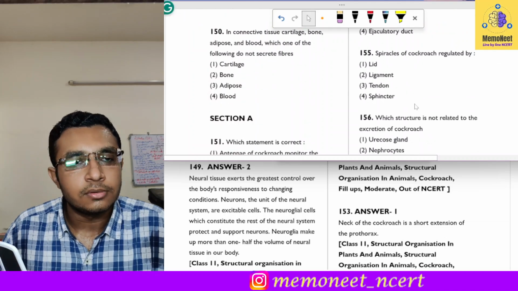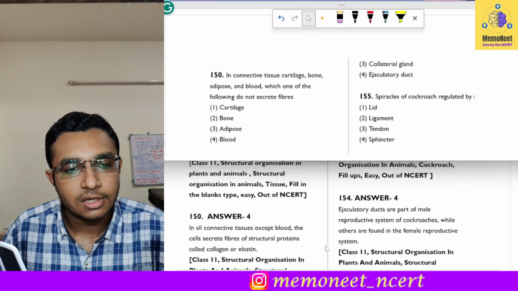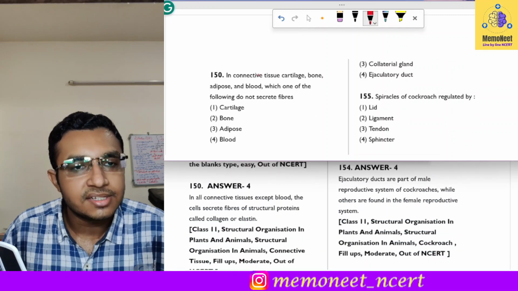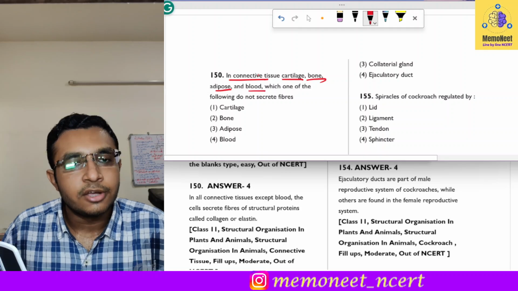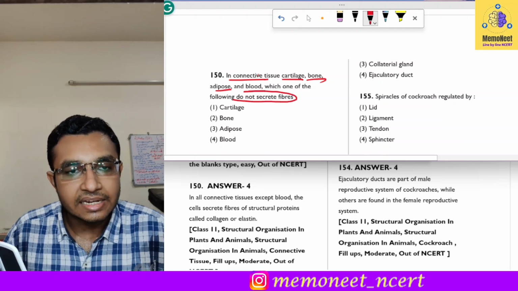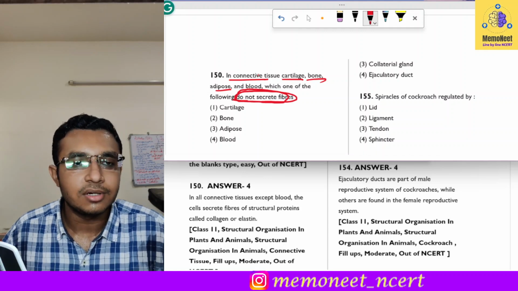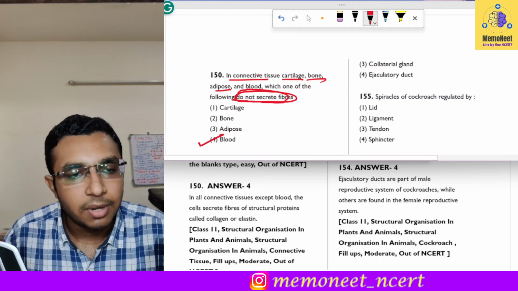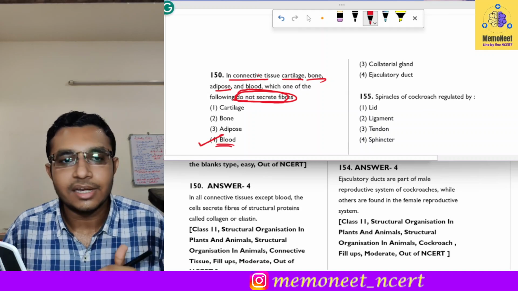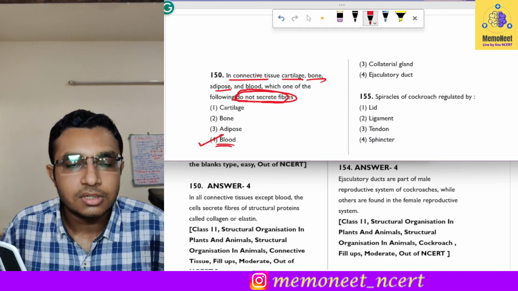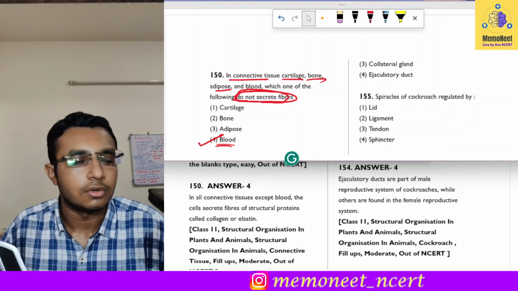Let us move on to the last question of our discussion, that is question number 150, and it states that in connective tissue, cartilage, bone, adipose, blood, which one of the following do not secrete fibers? Okay, so which type of connective tissue does not secrete fibers? So you need to remember this: the blood is a type of specialized connective tissue which does not secrete fibers. Okay, so fibers are not secreted by the cells of blood. So the correct answer of this question is option 4.